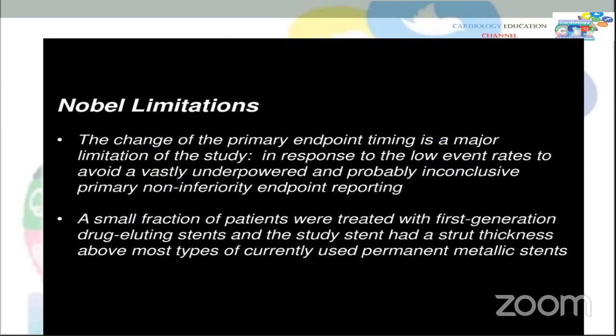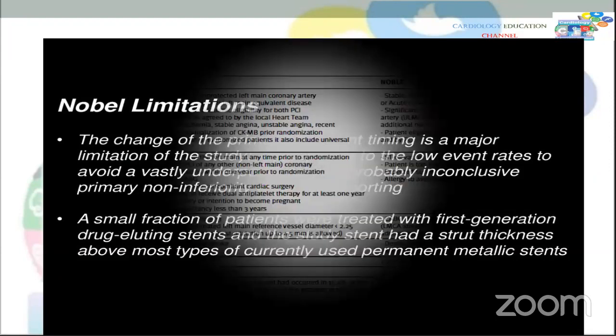The NOBLE limitation is the difference in the primary endpoint compared to the EXCEL, and the low event rate made the Kaplan-Meier interpretation up to 5 years in the first trial, but this was actually confirmed in the 5-year result. And take care that there was a fraction of the patients treated by the first generation biolimus stent, and this particular stent has a bigger strut thickness than most of the types that are currently used.